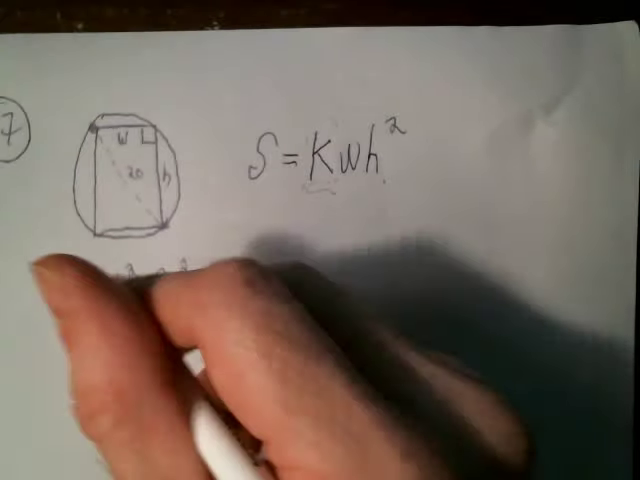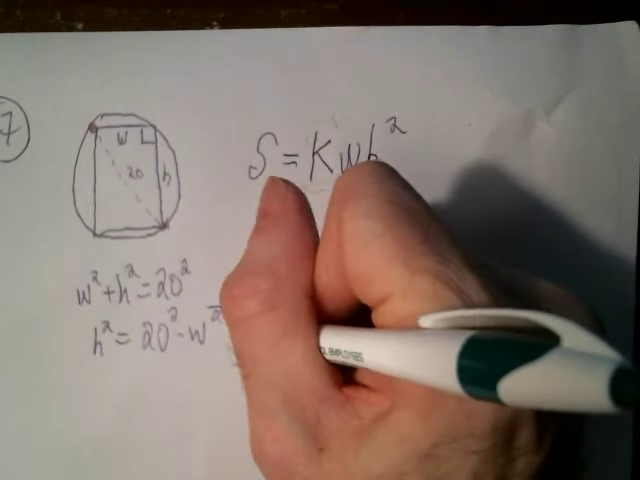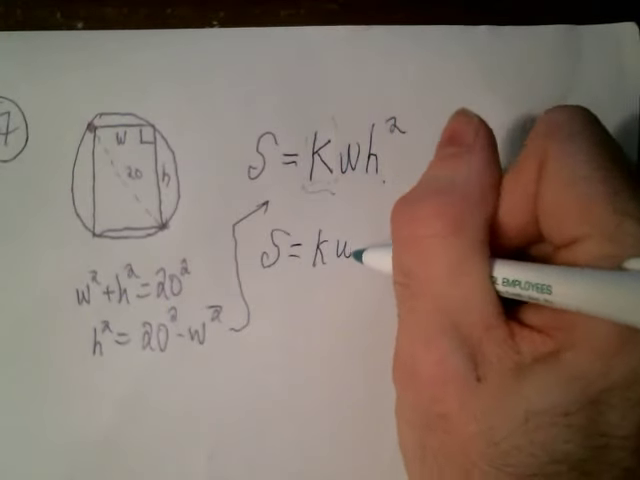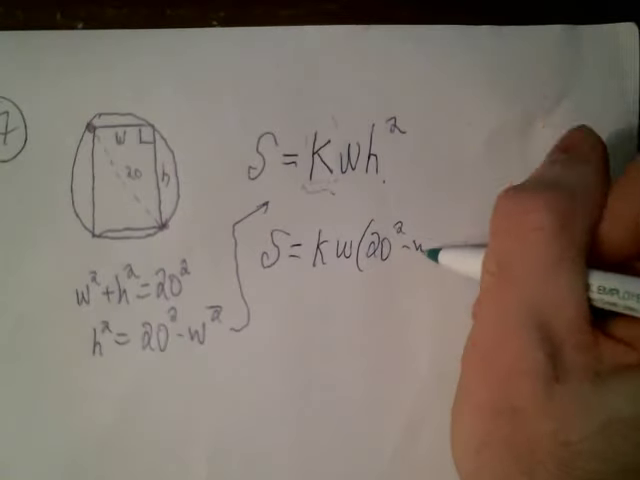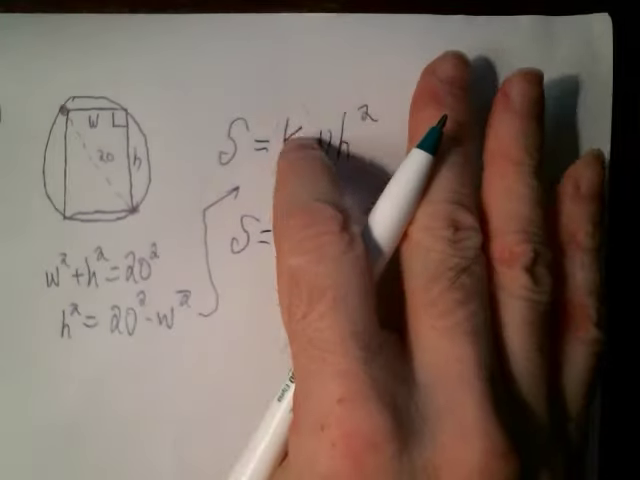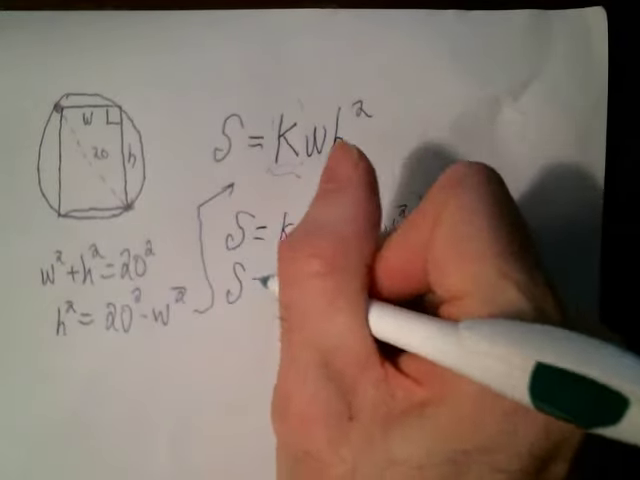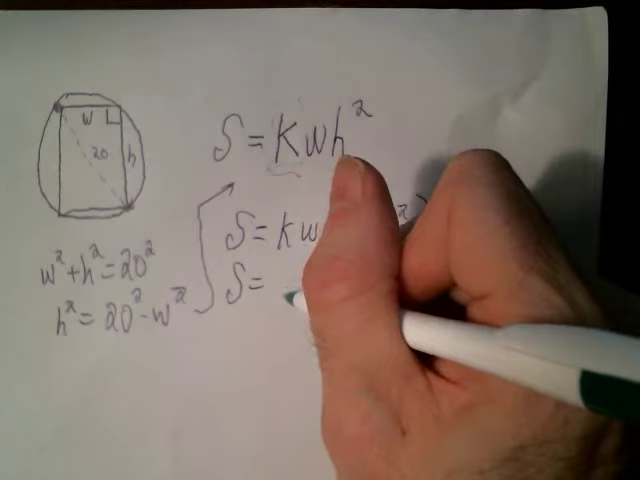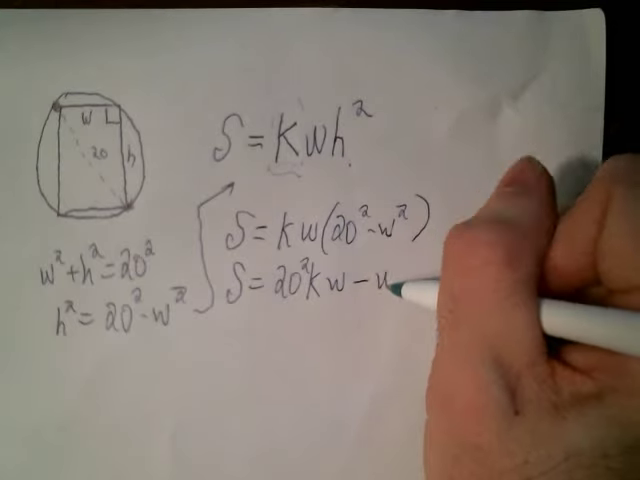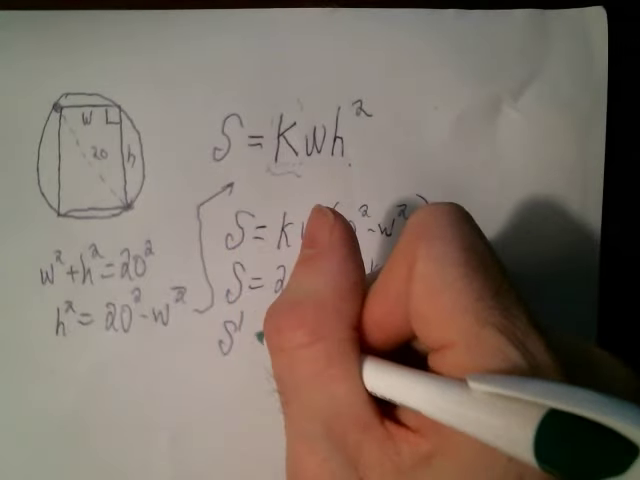So I can sort of get rid of the h squared. That'll be 20 squared minus w squared, and plug that into here. So that'll make S equal k times w times 20 squared minus w squared. And I want to find the dimensions w and h that maximize the strength. So this is my formula. Let's go ahead and distribute. So you'll have 20 squared k w minus k times w cubed, and then take its derivative, set it equal to 0, etc.